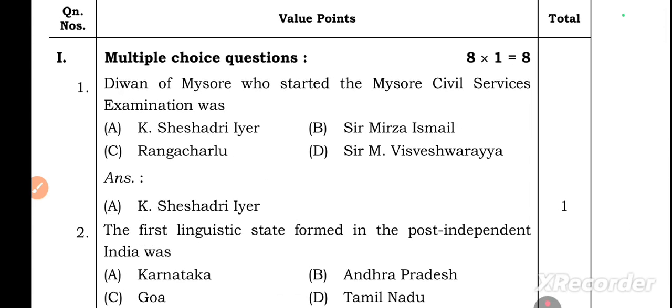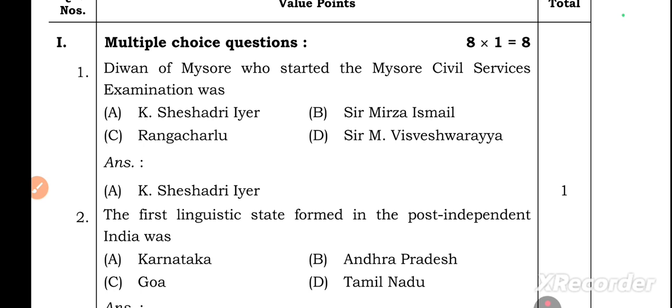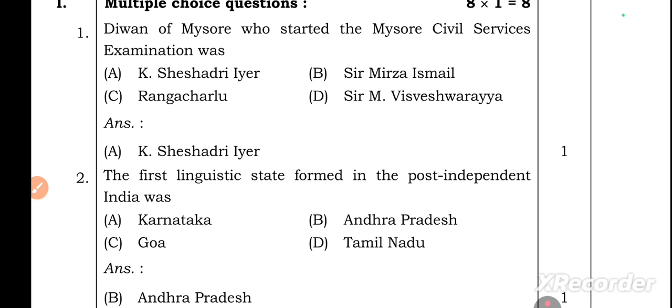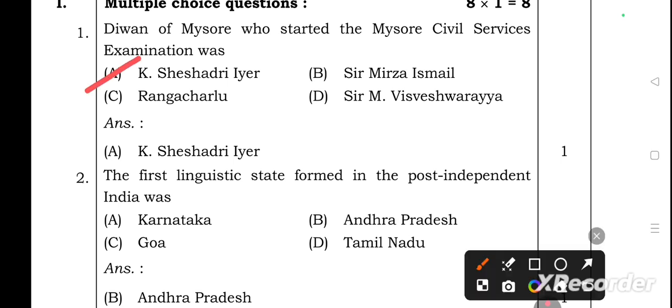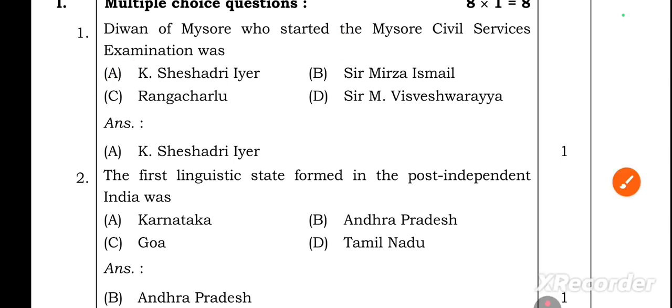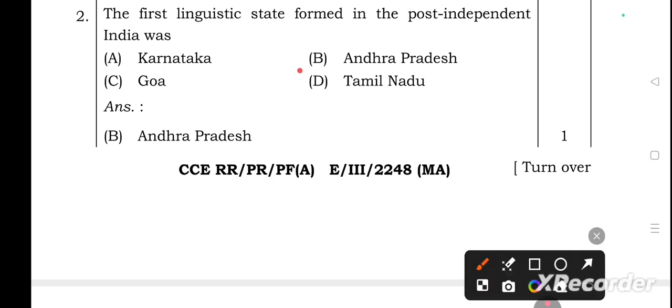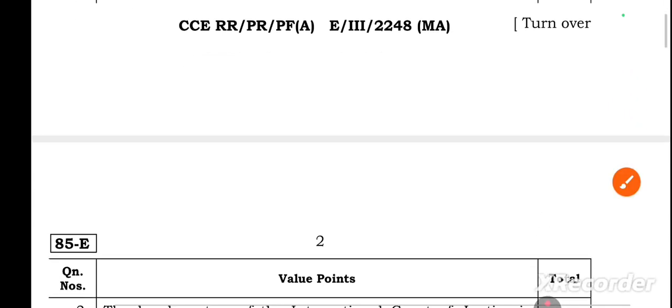Question number 1, multiple choice questions. Total 8 questions, each carrying 1 mark, for 8 marks. First one, the Diwan of Mysore who started the Mysore Civil Services examination was: K. Sheshadri Iyer, Sir Mirza Ismail, Rangacharlu, Sir M. Visvesvaraya. The right answer is option A, K. Sheshadri Iyer. Second one, the first linguistic state formed in post-independent India was: Karnataka, Andhra Pradesh, Goa, Tamil Nadu. The right answer is option B, Andhra Pradesh.